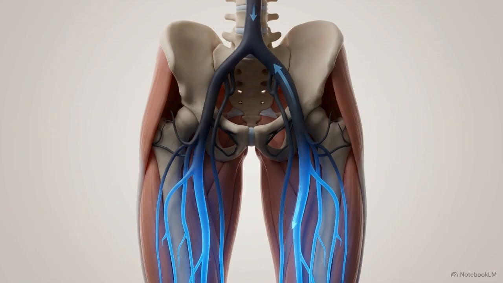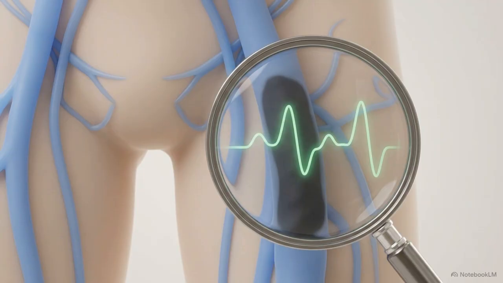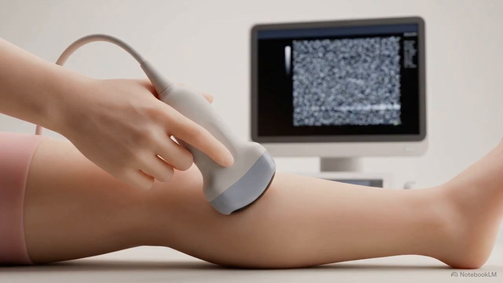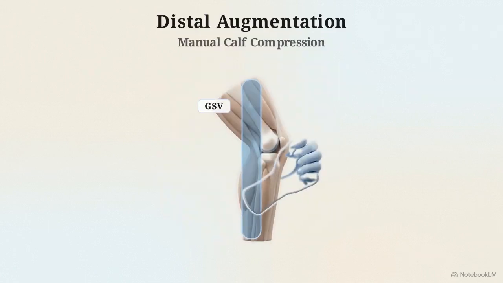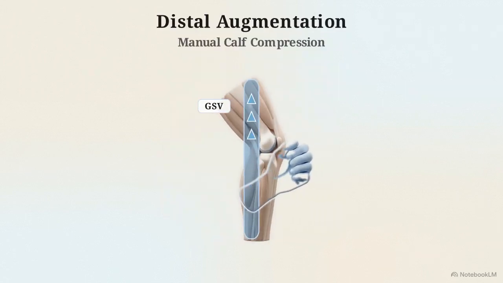Clearing the deep axis first reveals whether the superficial flow is an isolated problem or a visible reaction to a silent blockage in the pelvis. Only the common femoral vein waveform can reveal this invisible danger. Standard thresholds fall apart if the provocative maneuver fails. Use the Valsalva Maneuver for the common femoral vein and the saphenofemoral junction. For segments below the junction, you must use distal augmentation.